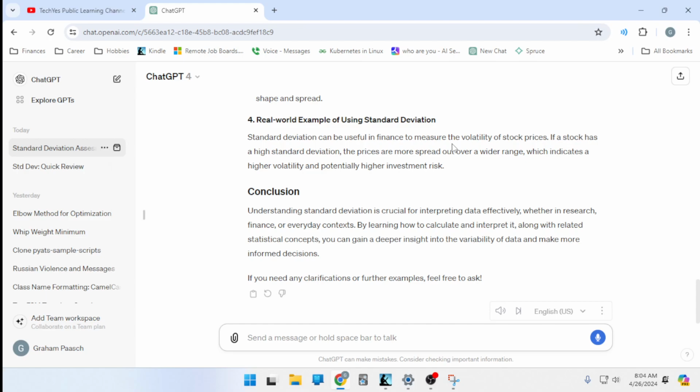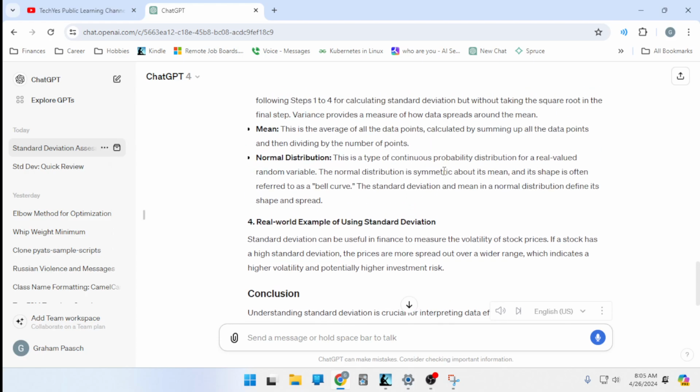I guess that makes sense. If a stock is always up and down and up and down, then it's kind of more of a gamble than one that's rising consistently in a more predictable way over time, I guess. But is that what standard deviation says?